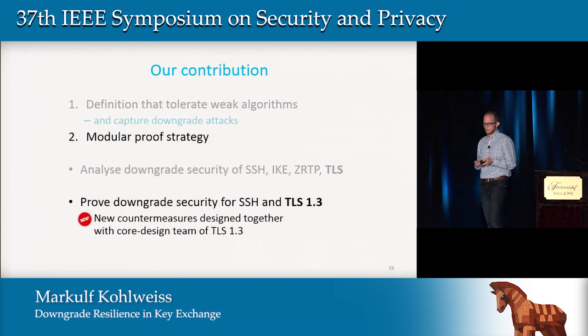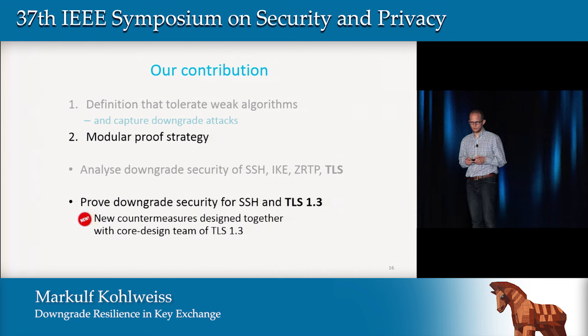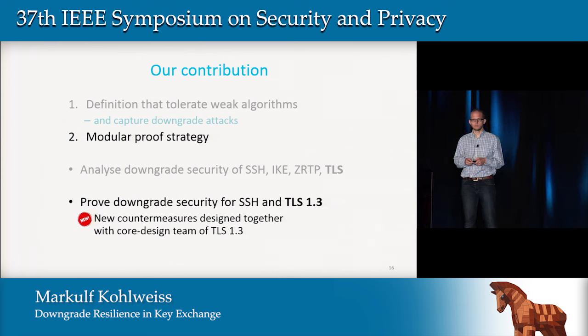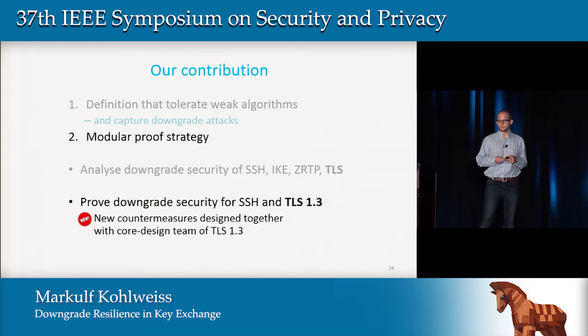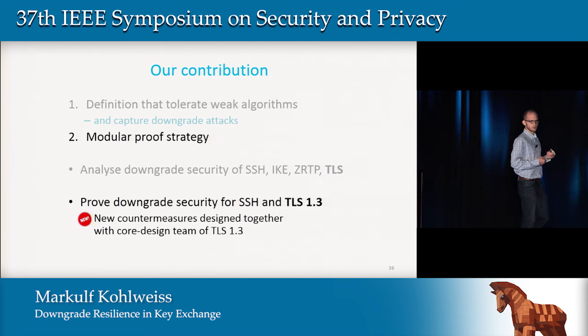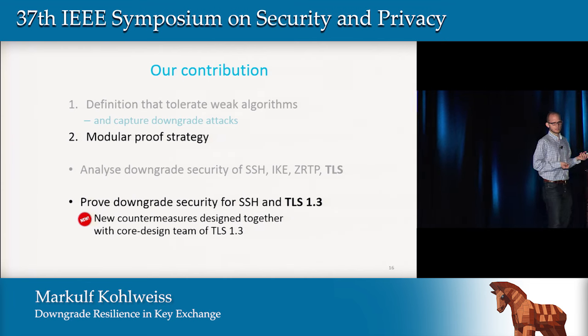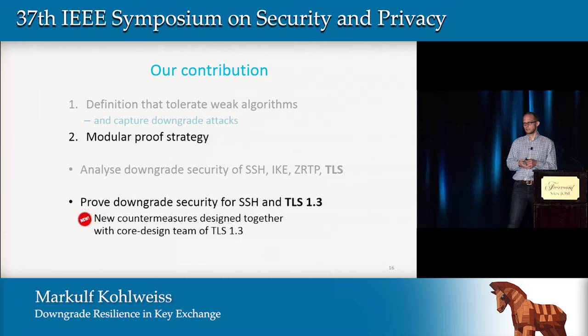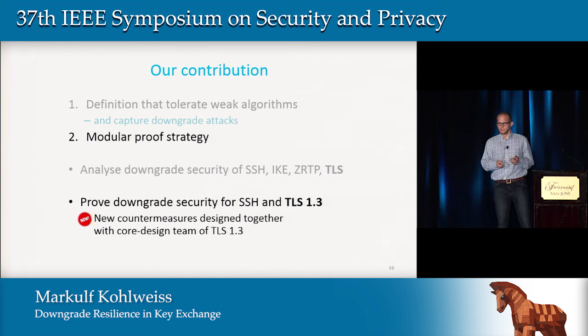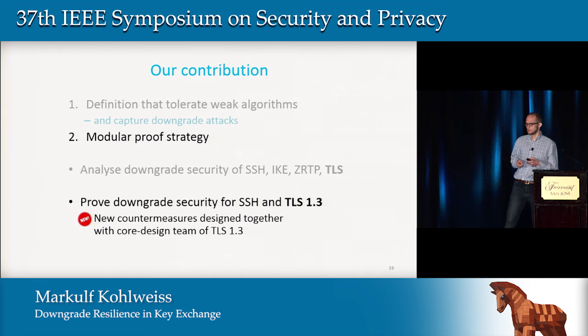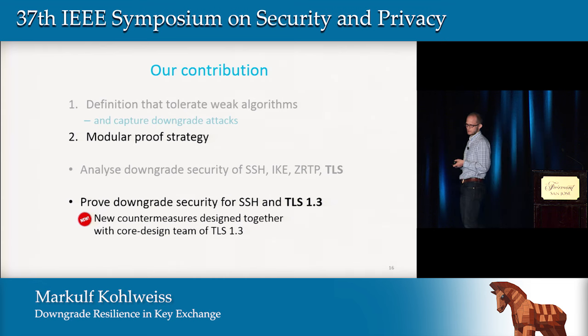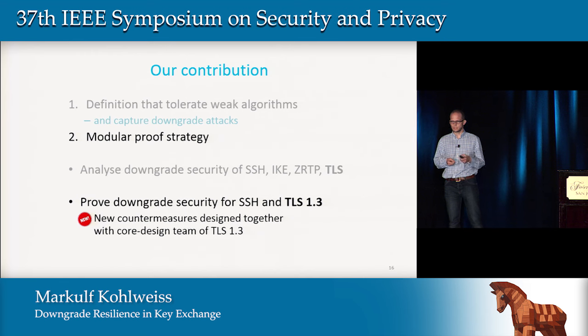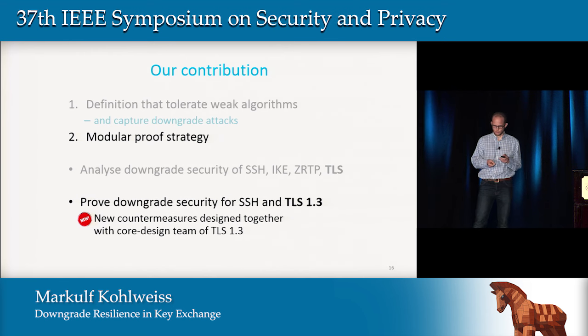So this is all I can say here about downgrade definitions. Please refer to our paper. In particular, there we give much more details on how the downgrade security relates to standard security properties, such as authentication and key secrecy. So when discussing our modular proof strategy, I will again focus on TLS 1.3. Please have a look at our paper for results on many other real-world protocols.